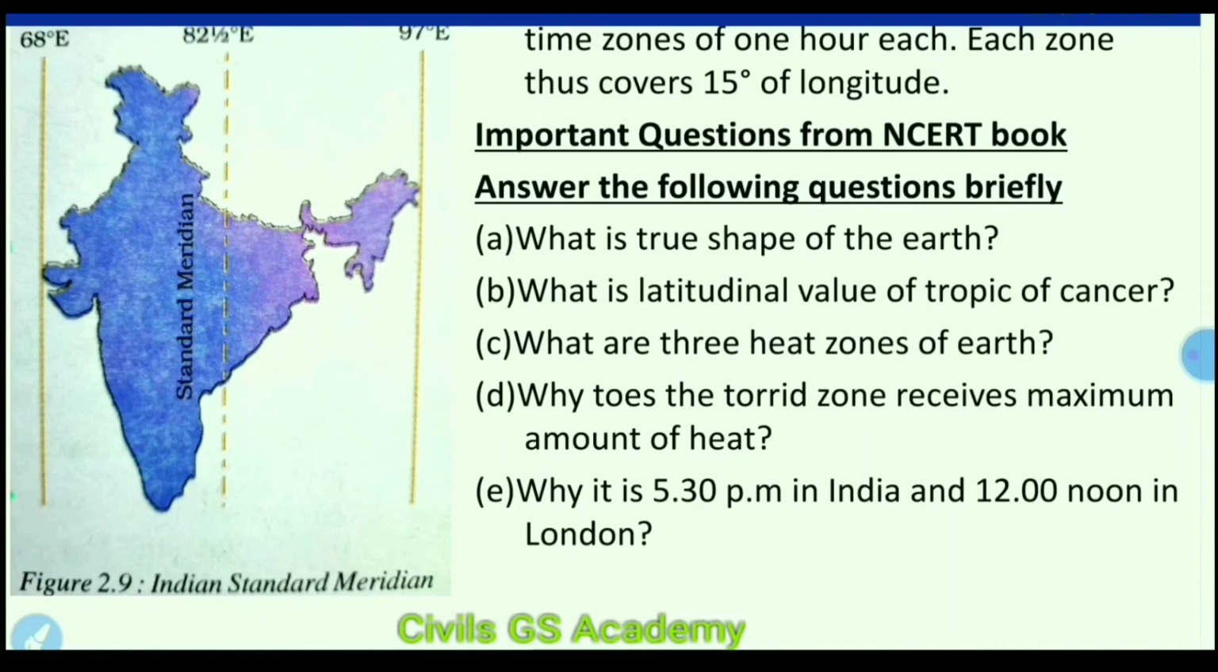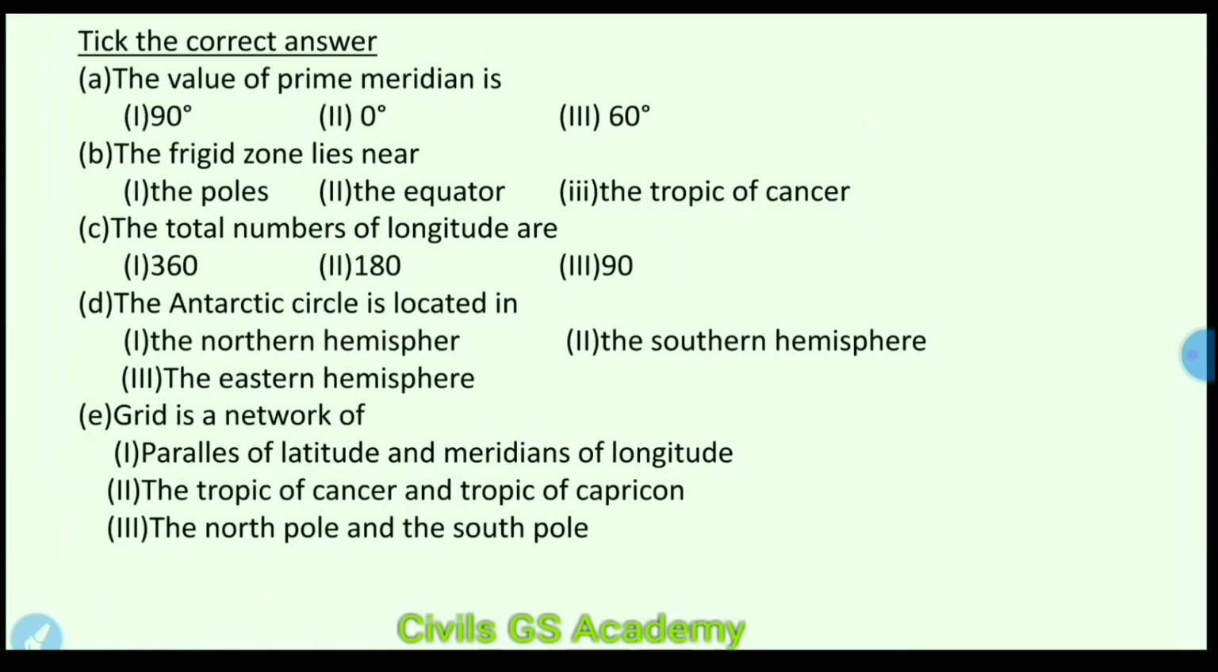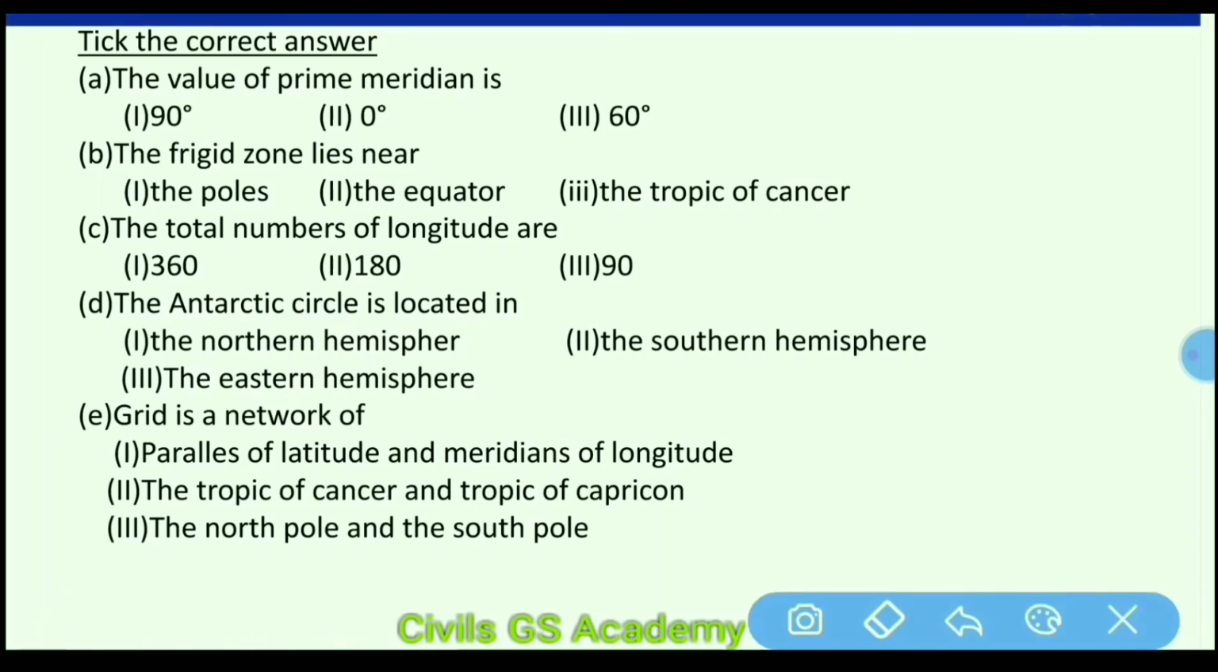Why is it 5:30 p.m. in India and 12 noon in London? I have just discussed it. Because the location of the Indian standard meridian is 82.5 degree east. Now take the correct answer. The value of the prime meridian is what? It is 0 degree.